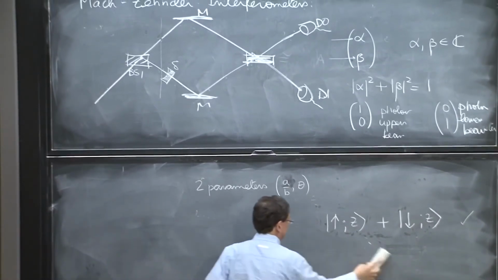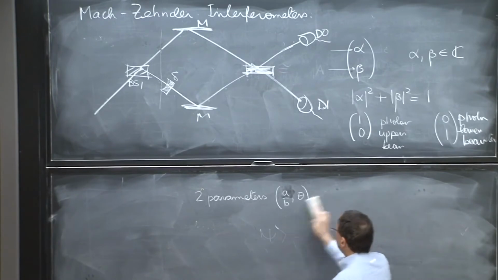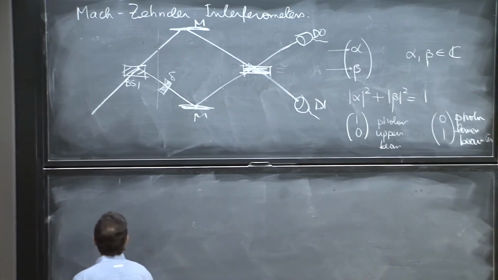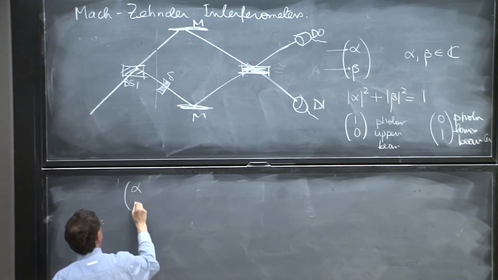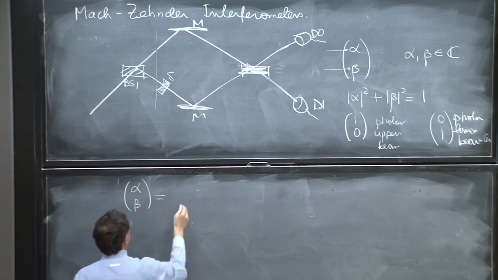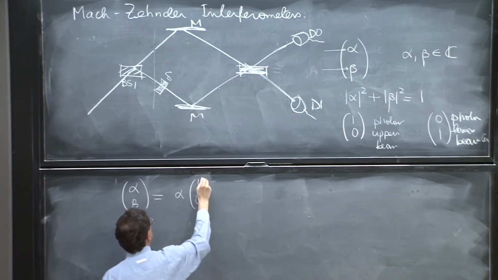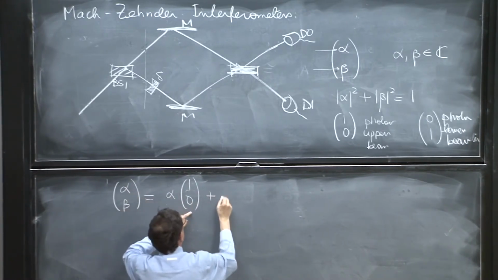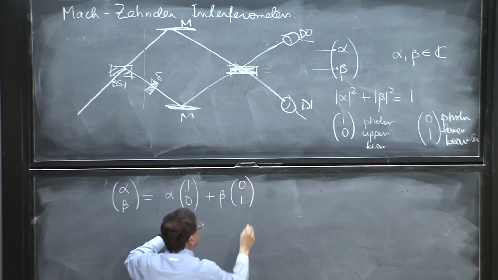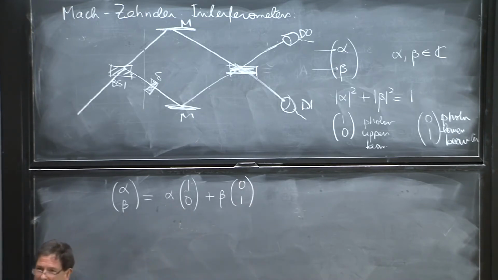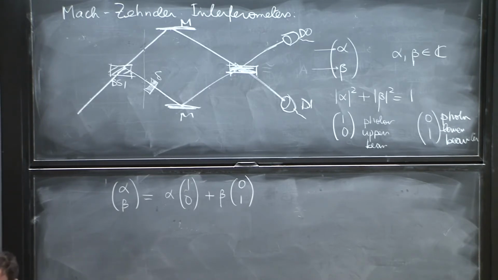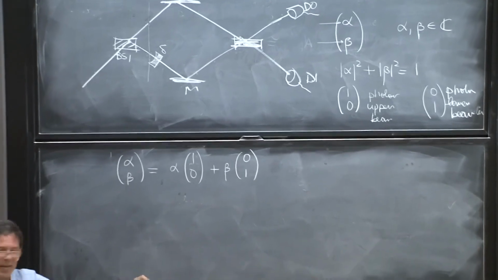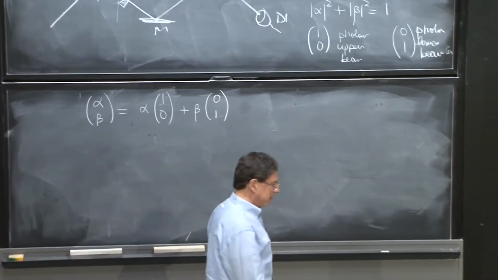think of superposition, and we have that the state alpha beta, you know how to manipulate vectors, can be written as alpha times 1, 0, because the number goes in and becomes alpha, 0, plus beta times 0, 1. So the state alpha beta is a superposition with coefficient alpha of the state in the upper beam plus a superposition with coefficient beta of the state in the lower beam.